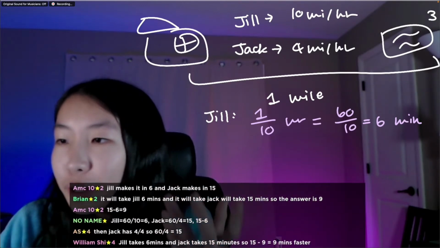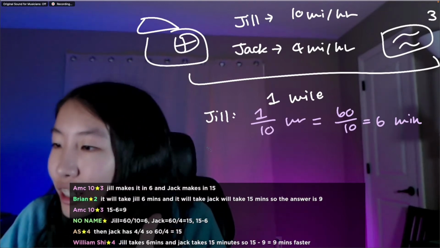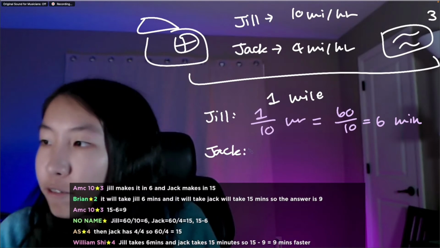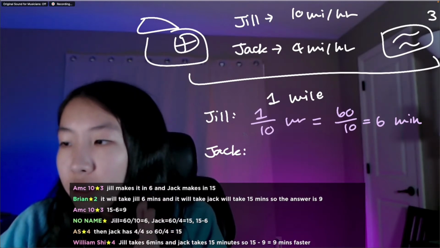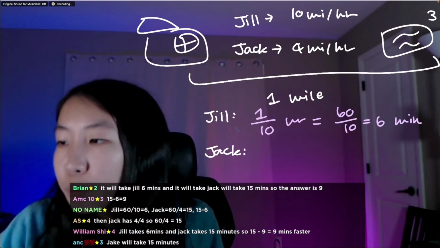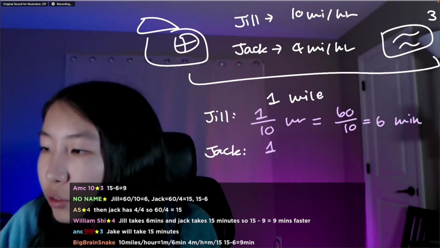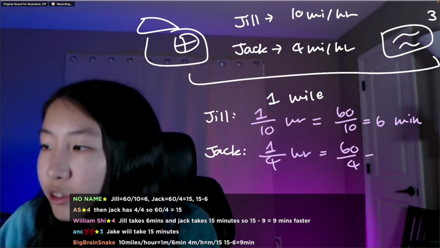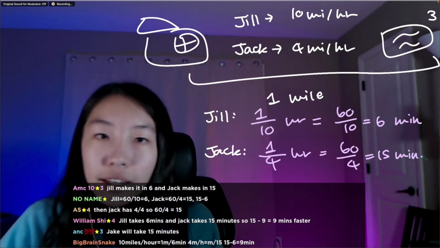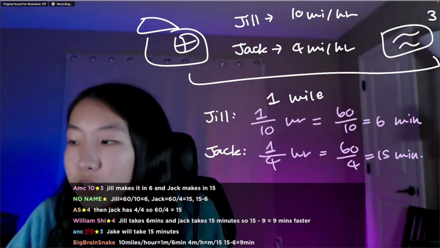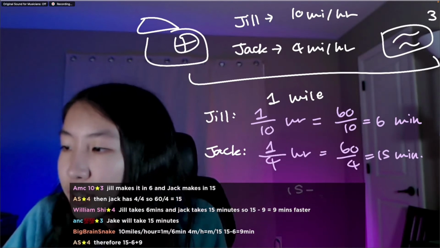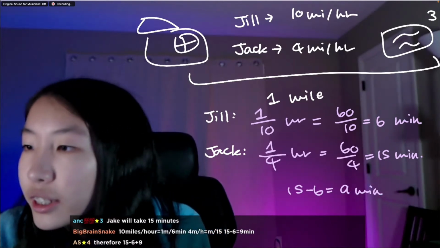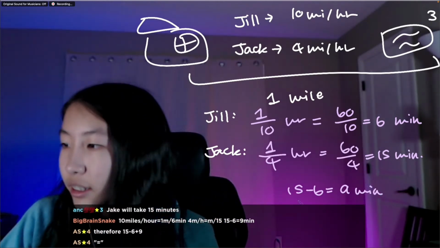Okay, whoever is no name has a great expression. So Jack travels at 4 miles per hour. So every 1 hour, 1/4 of that time gives you 1 mile. So 1/4 of an hour, which is 60/4 or 15 minutes. And now all we have to do with these numbers is take the difference. No matter what, we're going to take the positive difference. So our answer is going to be 9 minutes, which is answer choice D.